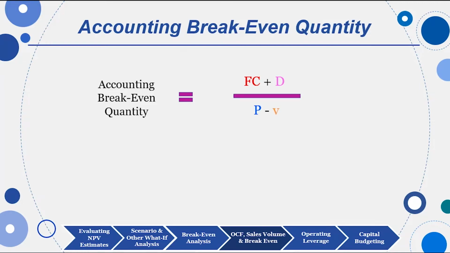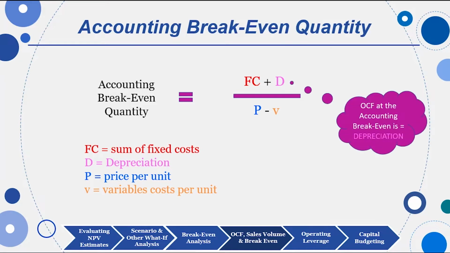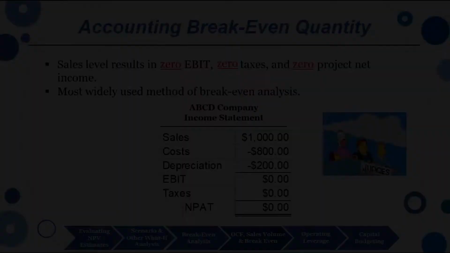Here, OCF is equal to depreciation, and we can prove that very simply because EBIT is 0, taxes are 0, and NPAT is 0. So in every case, OCF will be equal to 0 plus depreciation minus 0. And that's why you get break-even quantity of fixed cost plus depreciation over P minus V.